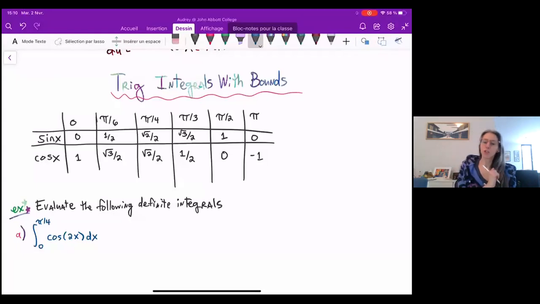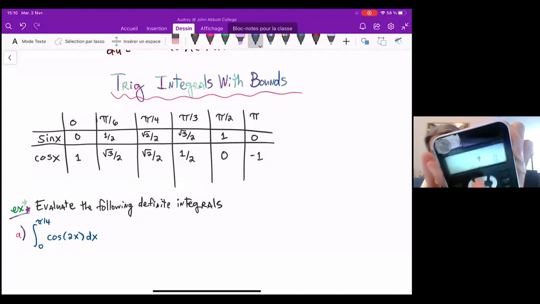Hi guys, so trig integrals with bounds. For this, your calculator is going to be super useful for sure. Remember that when you're evaluating trig functions, you want to make sure that you have your calculator in radians and not degrees. So at the top right here, when you turn it on, it should say rad.